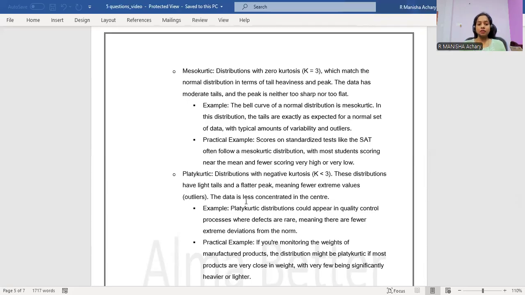Next is the platykurtic distribution with negative kurtosis. These distributions have light tails and a flatter peak, meaning fewer extreme values occur. The data is less concentrated in the center, meaning the center is nearly like the tail.